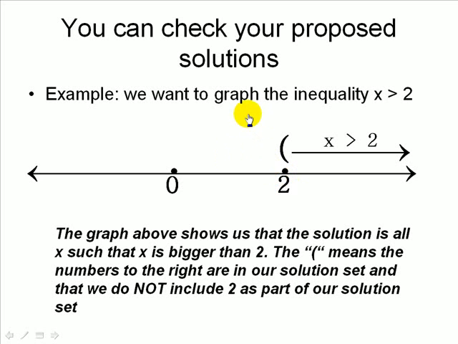Well, you can choose one or you can check it. So suppose I just checked to see if x greater than 2 was to the right. All I'd have to do is find a number to the right and put it in there. The graph above shows us that the solution is all x such that x is bigger than 2. The curved parenthesis means the numbers to the right are in our solution set and that we do not include 2 as part of our solution set.